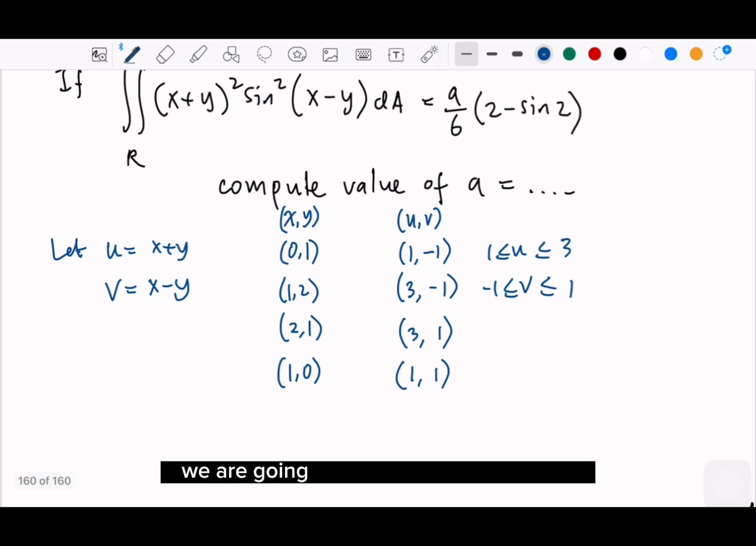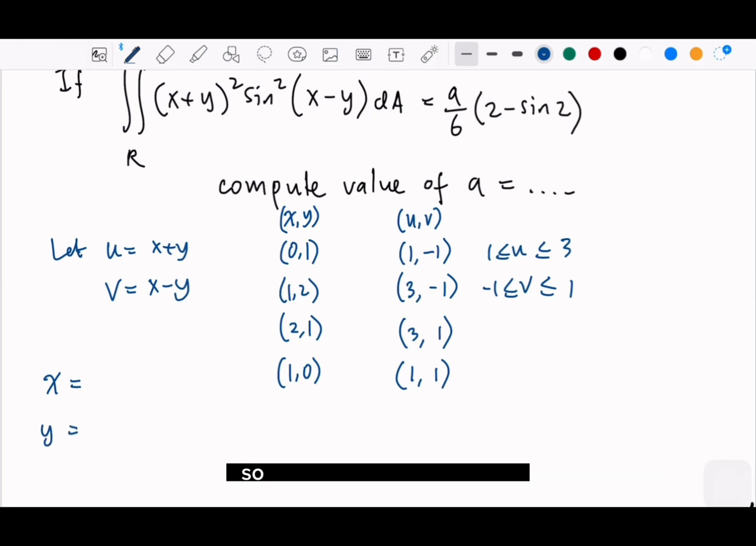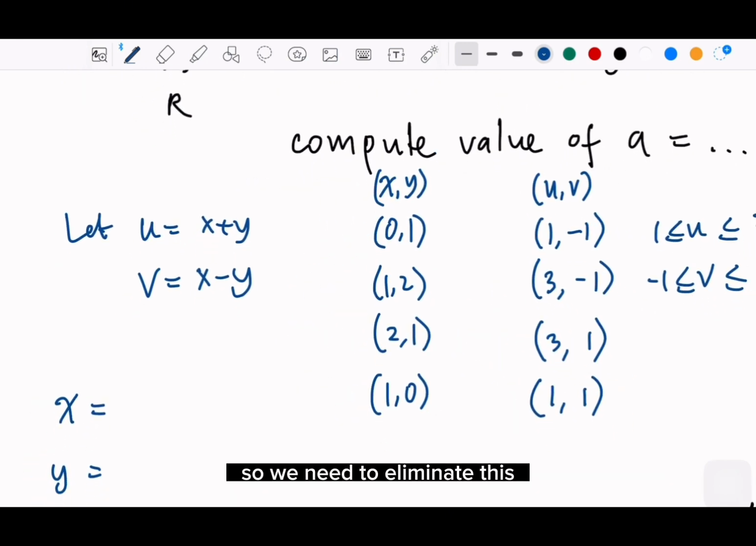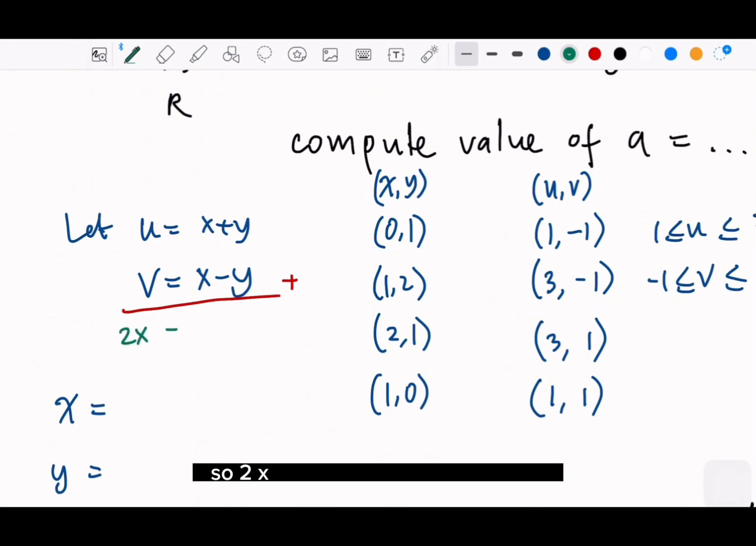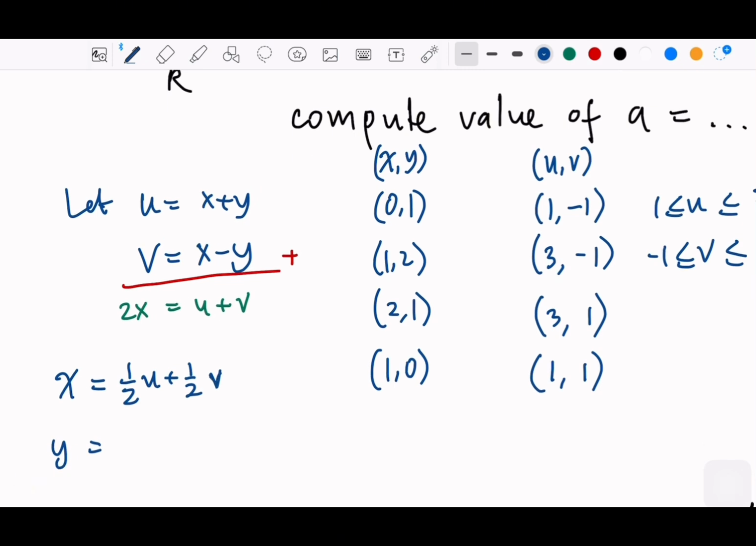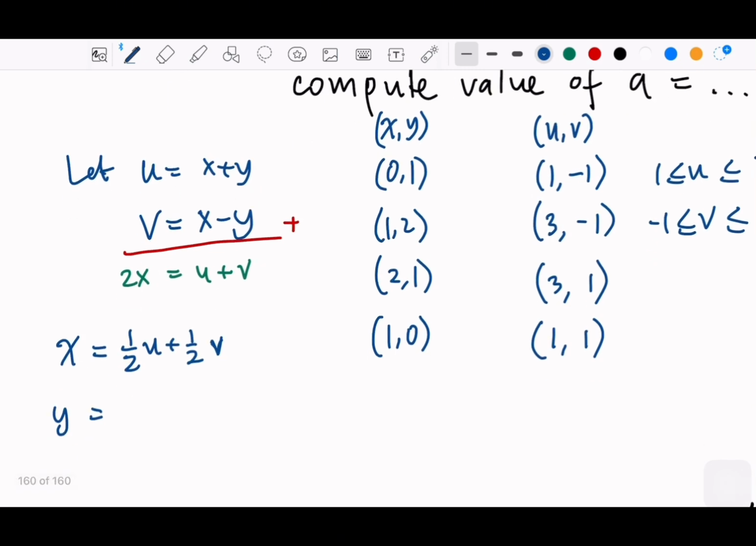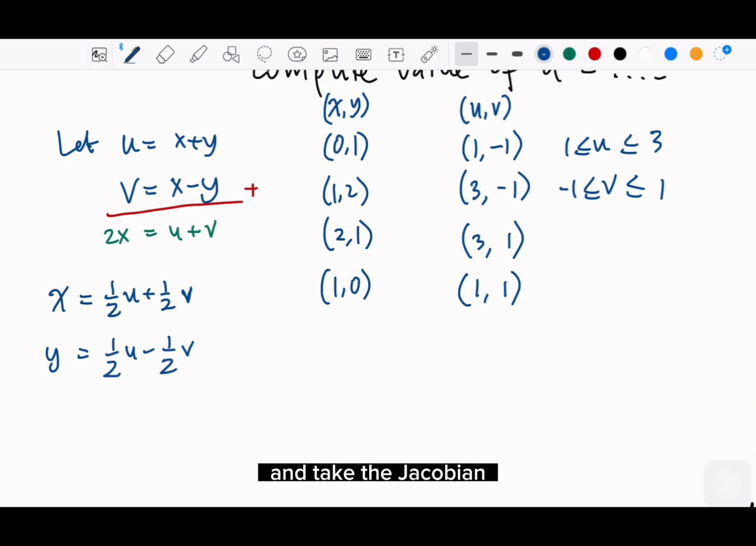And then as usual, we are going to write x in terms of u and v, and y also in terms of u and v. So we need to eliminate one variable. I think we can add. So 2x is u plus v, so x is half u plus half v. And y is half u minus half v, right? And take the Jacobian.